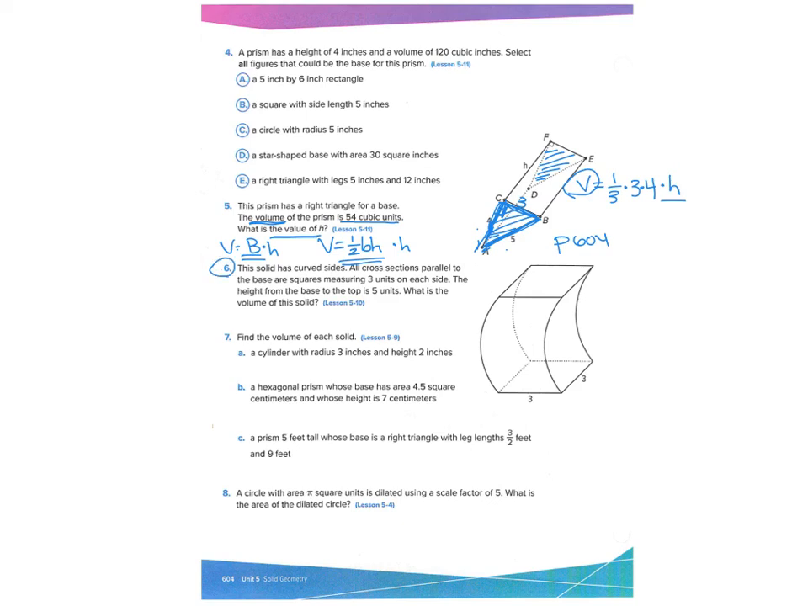It says this solid has curved sides. All cross sections are parallel to the base and they're squares measuring 3 by 3. So anywhere I cut this, my cross section is actually a square. So if you could imagine a deck of square cards, for instance, you line up the first card and you kind of come out with the second and come out and come out and come out. And then you get to a point where you're going to start curving back in as you're stacking these squares.